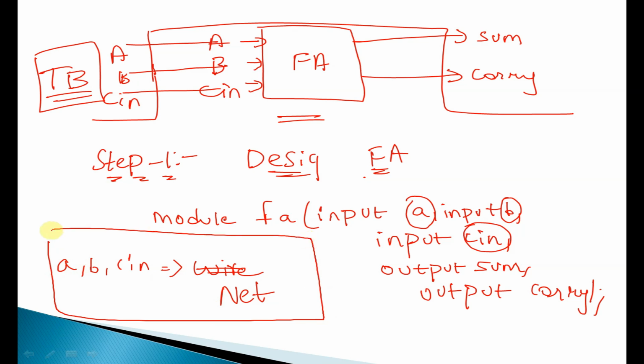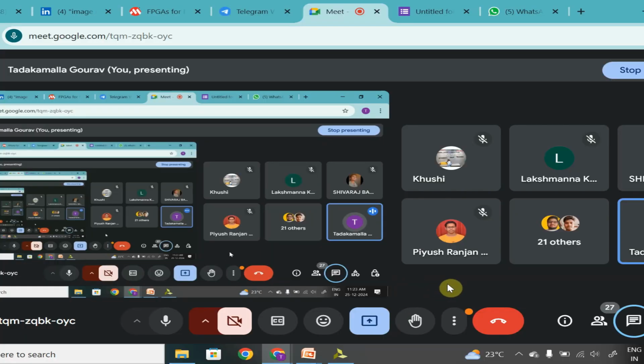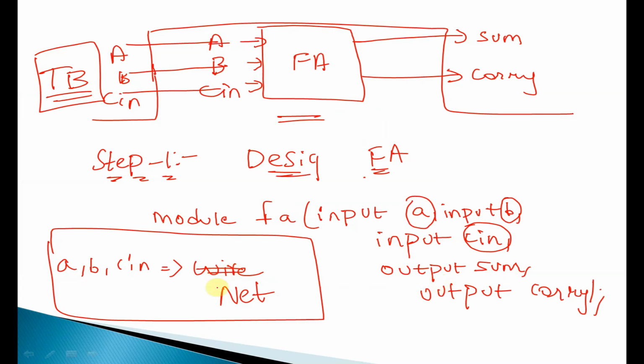Input should be of only net data type because it should be continuously driven by the drivers, which are the external environment, the stimulus which we are getting from the external environment. So which data type can be supported for this particular operation? What we have seen, net data type. Is it clear? So by default, this will be of only net data type.